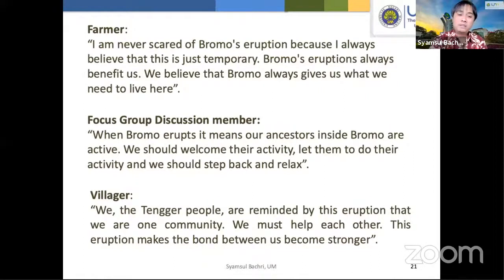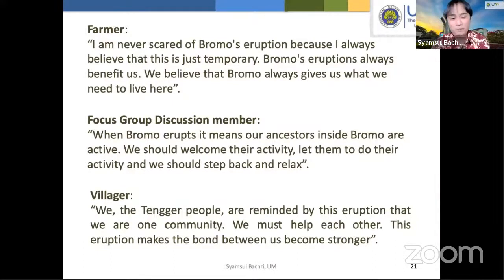And the focus group discussion members that I held with the dukun, the farmers, and the workers at the tourism site say that when Bromo erupts, it means our ancestors inside Bromo are active. We should welcome their activity, let them do their activity, and we should stay back and relax. It's a really good adaptation. They do not push themselves to go out when Bromo erupts, but just relax at their homes and wait for the eruption to be over.